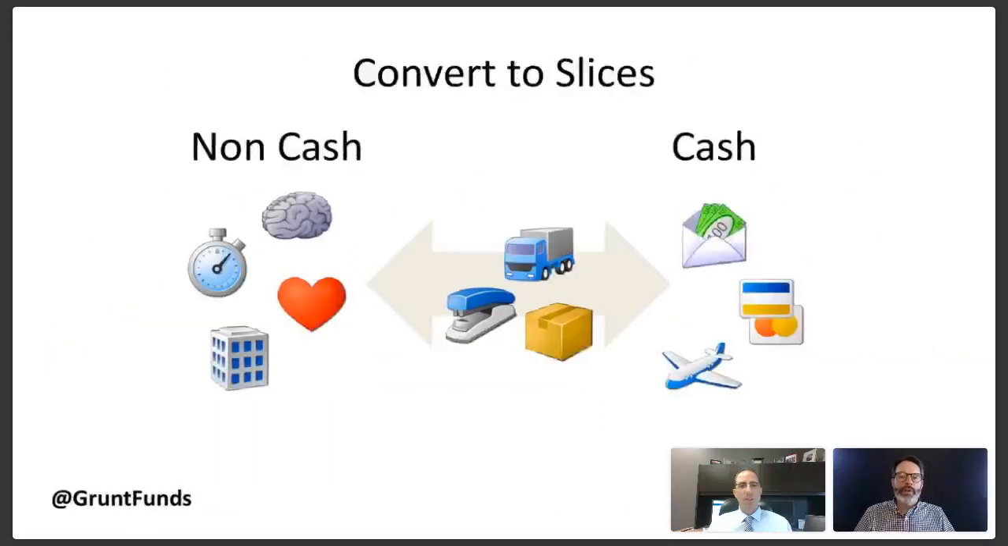Some things are kind of in between. So for instance, a used piece of equipment, if I've owned it for a year or two, it's a non-cash contribution because I didn't take cash out of my pocket. If I bought it for the company, it's cash. So everything is either cash or non-cash.